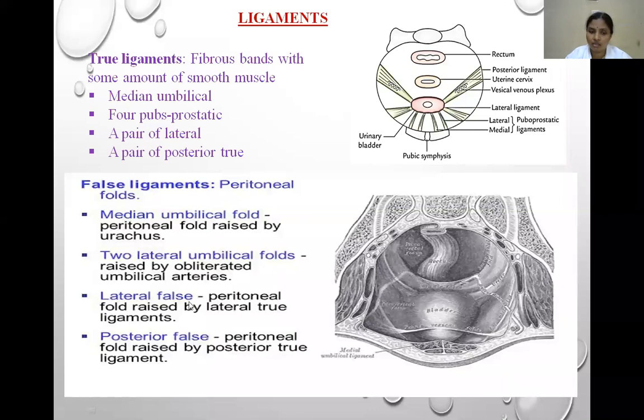So we have how many false folds? A median umbilical fold, then two lateral umbilical folds. Then lateral false ligaments, which are raised by the lateral true ligament. Over this lateral true ligament, the peritoneum extends, and where it is folded, that fold is known as the lateral false ligament. Similarly, along the posterior true ligament, the peritoneum is again folded, and that folding is known as the posterior false ligament.